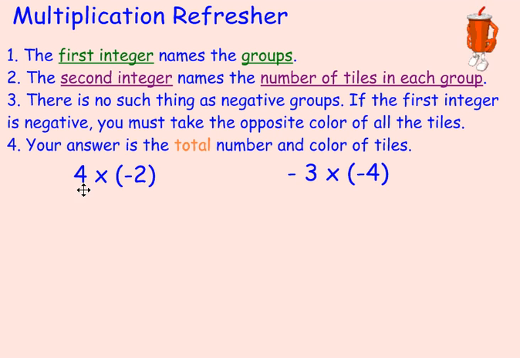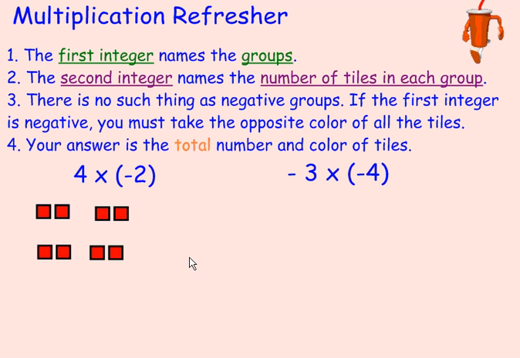So our first example says 4 groups of -2. So that's not hard to do. I have 4 groups of -2. Now I don't have negative groups because my first integer was positive, so I can skip step 3. I go directly to step 4. Our answer is the total number and color of tiles. We have 8 total tiles, and they're all red, so our answer is -8.